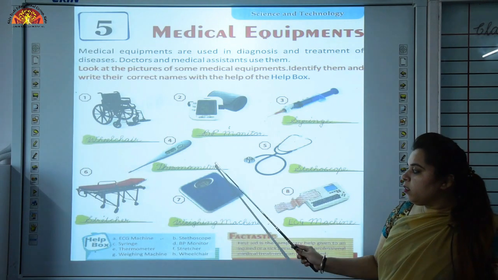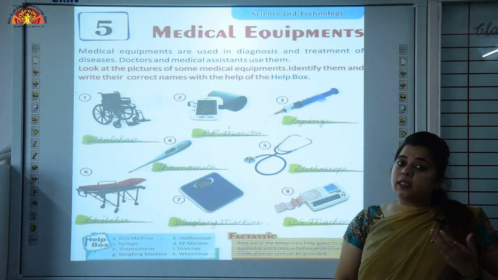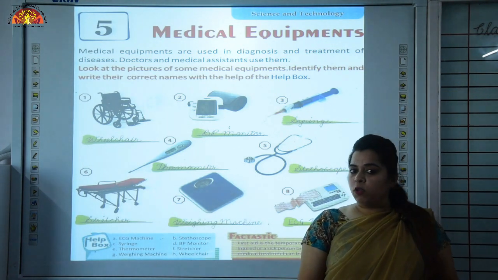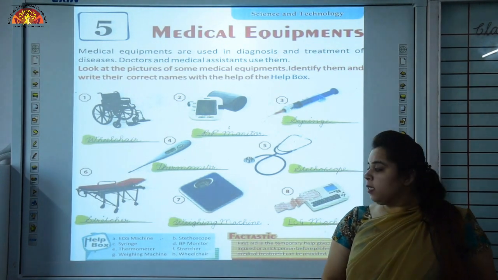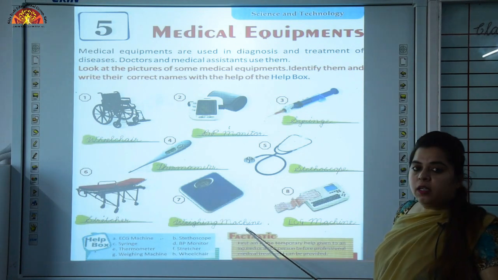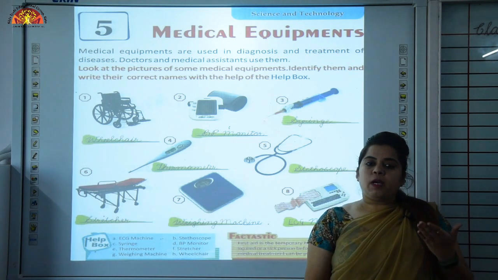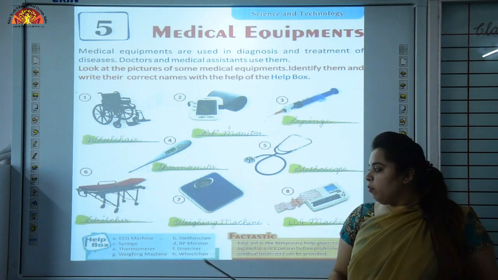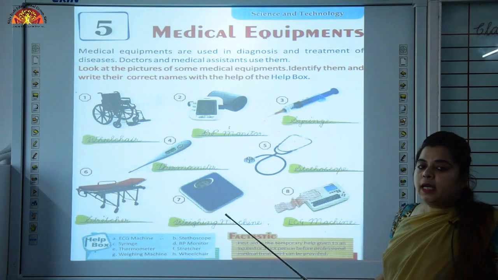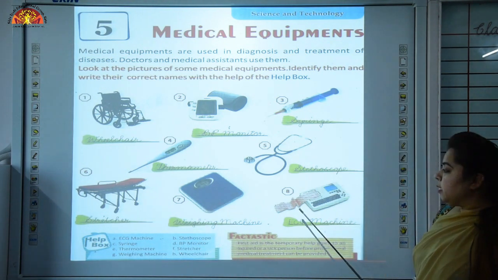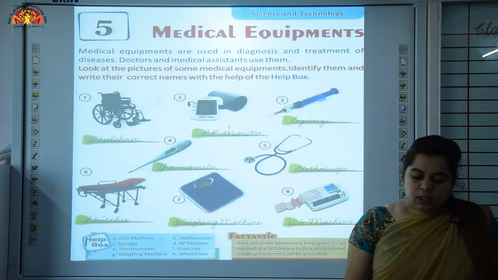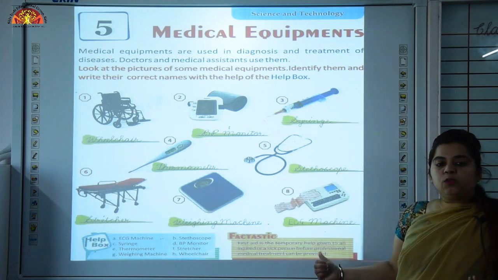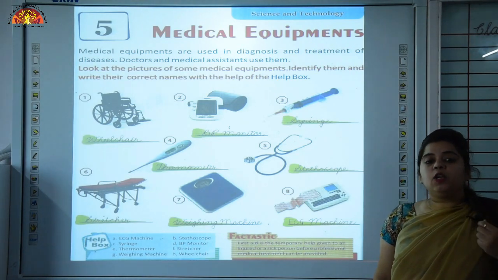Number 7. Okay children, this equipment we have at our homes also. You must have seen this. This is a very common equipment. It is known as a weighing machine and it is used to measure our weight. We will write weighing machine over here. And next, this is a picture of an ECG machine. Children, this is used to see the activity happening in the human heart.